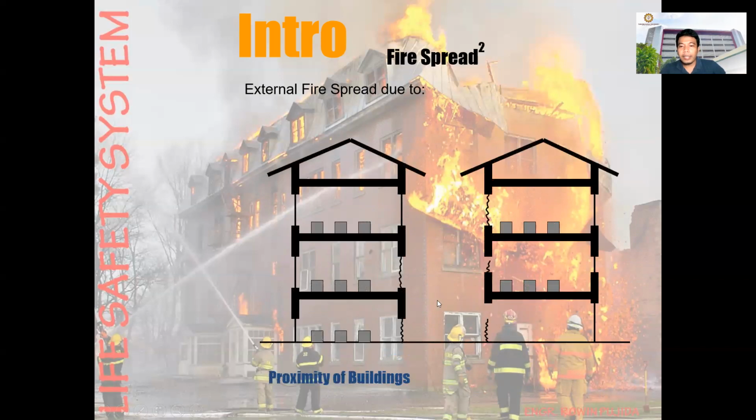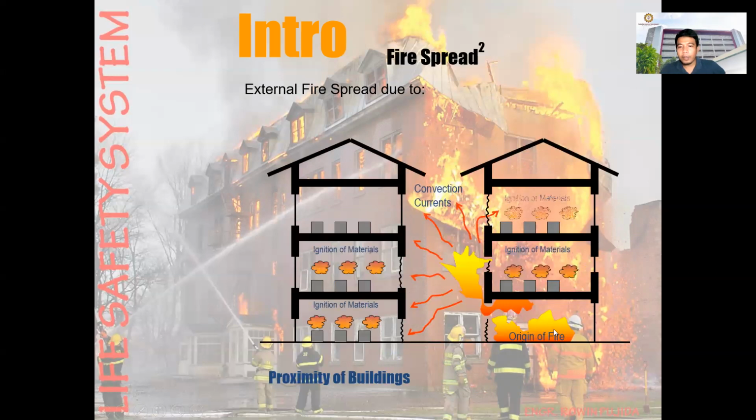And then proximity of buildings. You have the origin of fire, the ignition of material. Then the convection current. So why do you think that the fire from here will continue to another building? Because of the kiln temperature. Maybe a material is heated through this fire and then it ignites. I think that's the temperature where the materials will ignite. Okay, that is the flash point of the material.